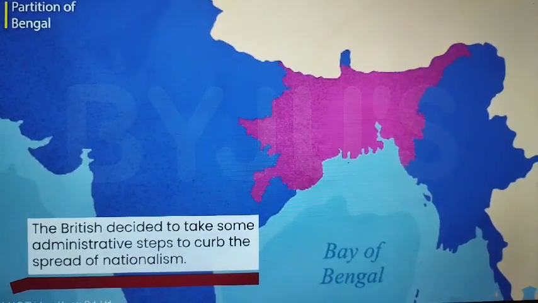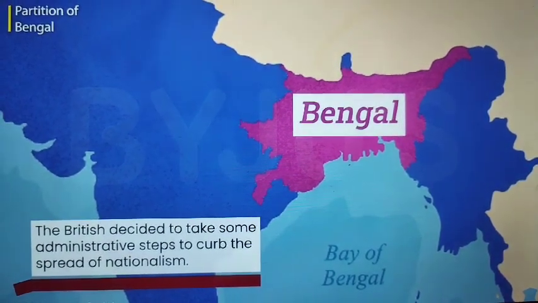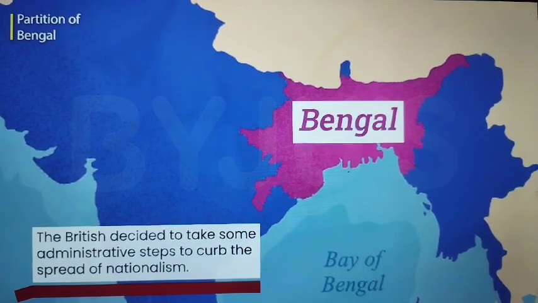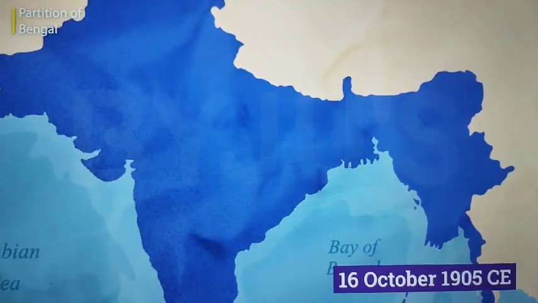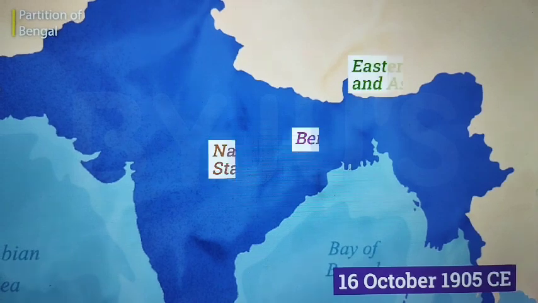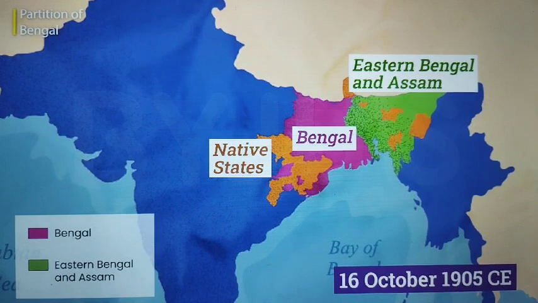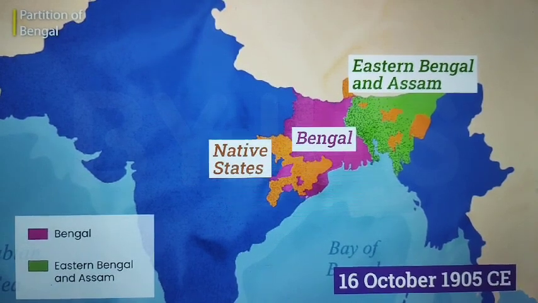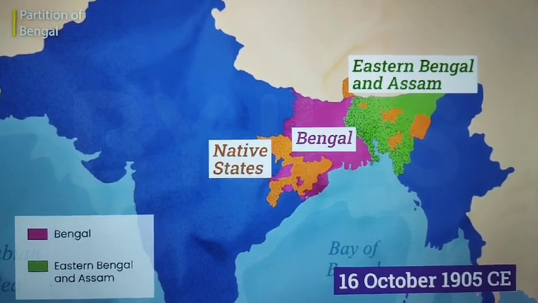Meanwhile, the British decided to take some administrative steps to curb the spread of nationalism in its crown jewel, that was Bengal. In 1905, Viceroy Lord Curzon publicly shared his plan to partition Bengal. And on 16th October 1905, Lord Curzon executed the partition of Bengal despite the opposition by Indian nationalists. As per the British government, this was a step for administrative convenience.